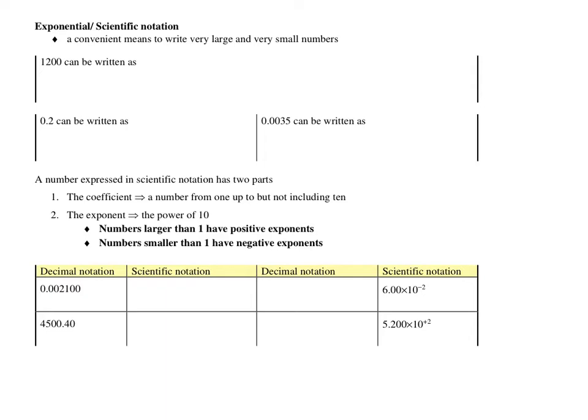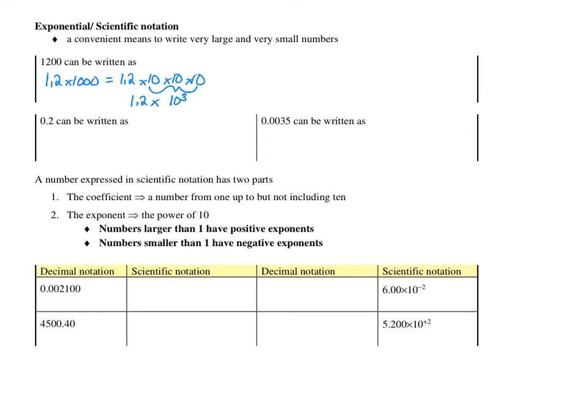For example, the number 1200 could be written as 1.2 times 1,000. And that can be written as 1.2 times 10 times 10 times 10, since 10 times 10 times 10 is equal to 1,000. We take this to be 10 to the third, so this number 1200 can be written as 1.2 times 10 to the third.